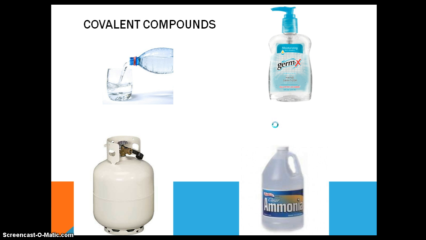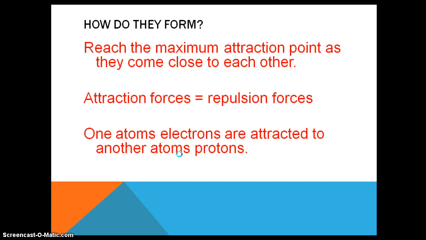Okay, so typical covalent compounds, where do you see this stuff? Well, you use it every day. Obviously, we all drink water. Water is a covalently bonded thing. If you use hand sanitizer, alcohols in the hand sanitizer are covalently bonded. Propane or butane lighters, propane and butane are all covalently bonded things. And if you clean with ammonia at all, that's also a covalently bonded thing.